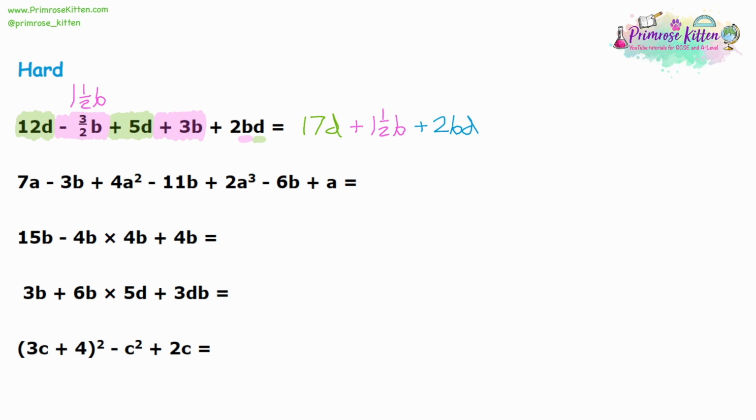Moving on to question 2, let's look at the A's first. We could say that we've got 7 apples. At the end, we're adding on another apple, which will give us 8 apples. But then in between, we've got the 4a squared, and we've got the 2a cubed. Now, we can add these on to our total of apples.